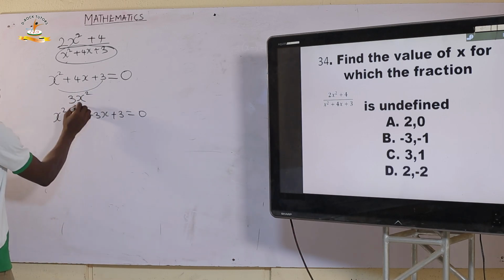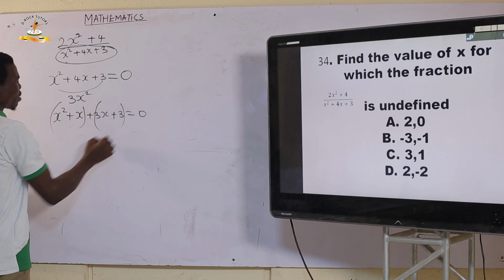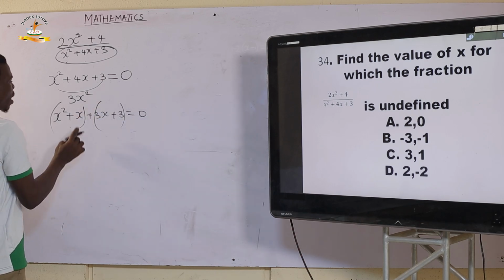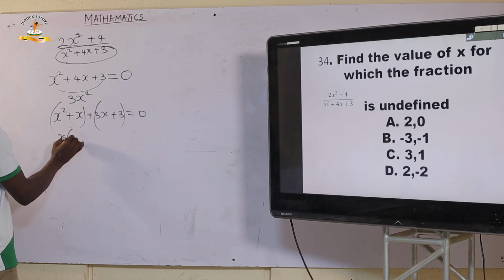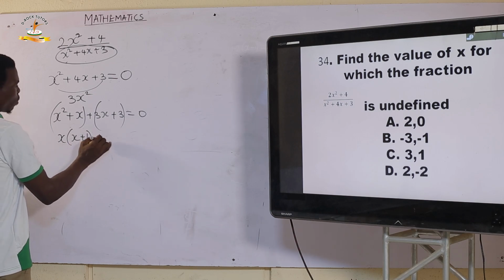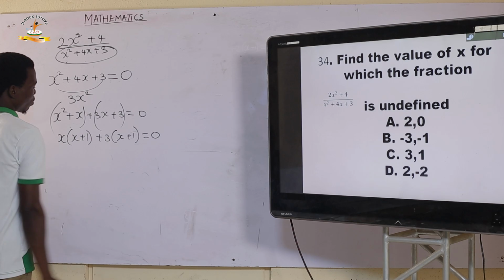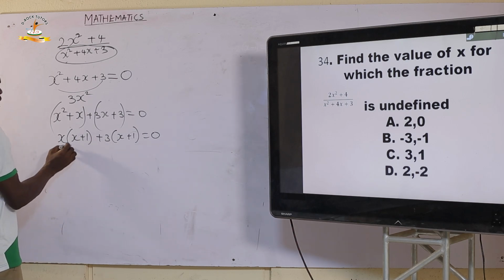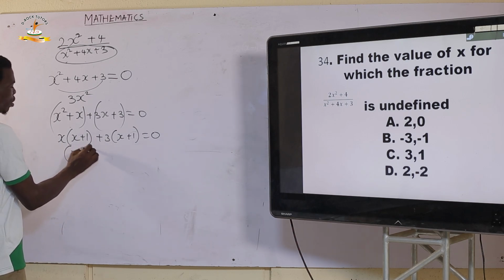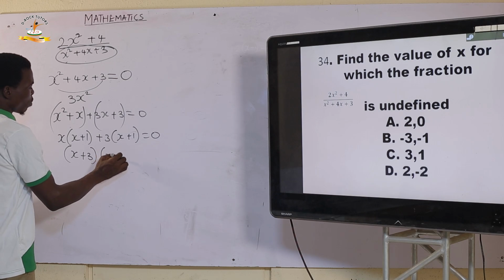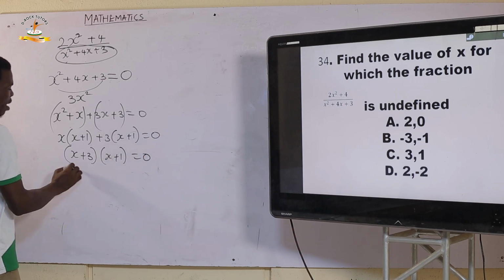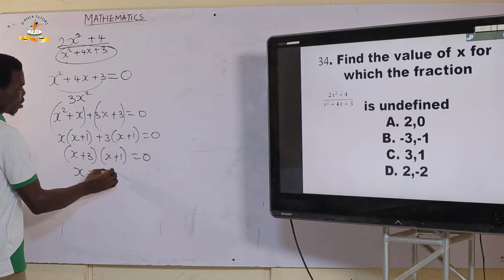And that is it. So I bring the first two and the last two, I put them in brackets. And what is common? X plus 1 plus 3 times x plus 1, and that is 0. So I bring out the outside brackets, x plus 3 and x plus 1 equals 0. Here x is going to be minus 3 or minus 1.